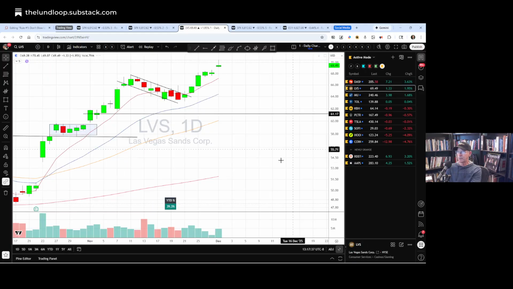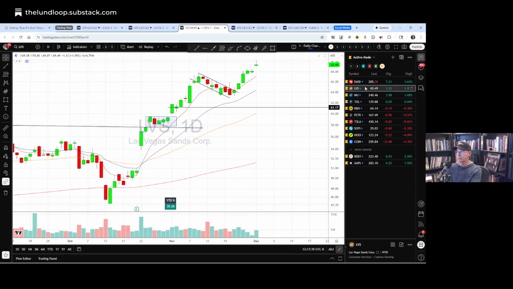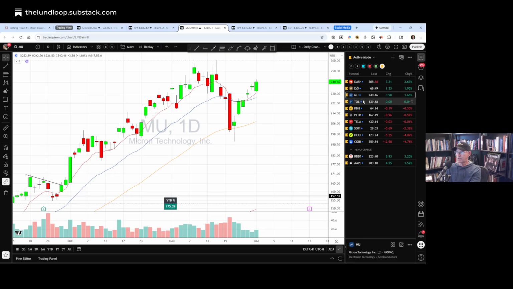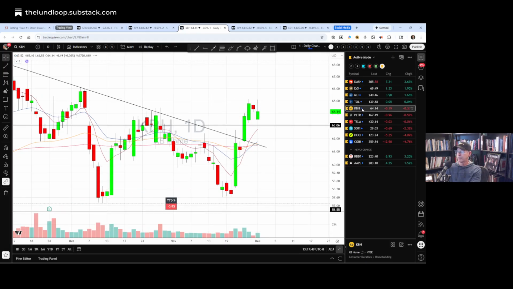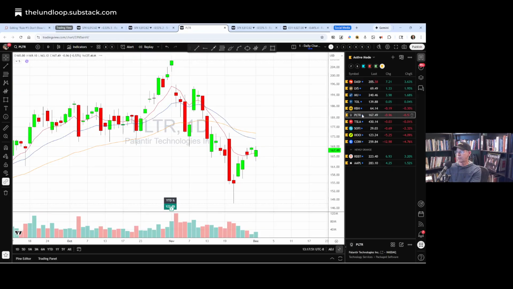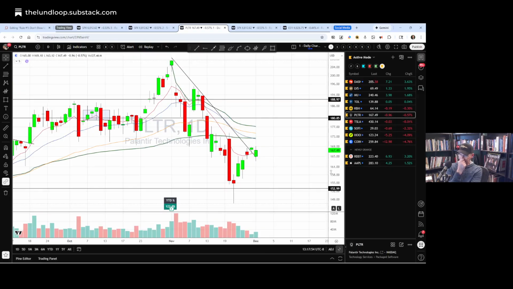Las Vegas Sands has been just fantastic, continues to go higher, so this stays on the list. Micron, moving higher, that stays on the list. Toll, a little bit of a pullback intraday, but holding this area, very strong. KBH, also very strong. Palantir is pretty close to going back on the green list. In fact, it probably should go back here because I think this little area here is where it could really move. So that's going to go back on the green list.